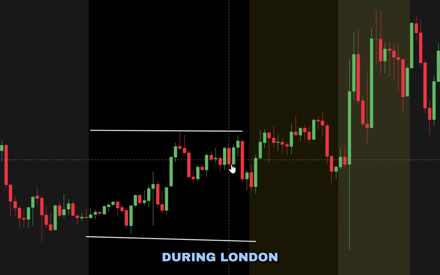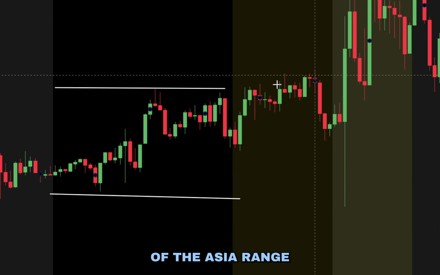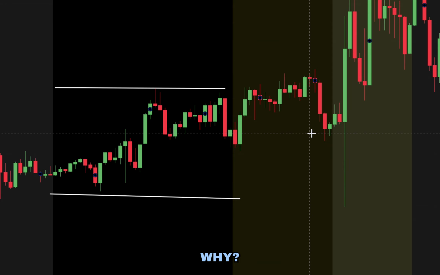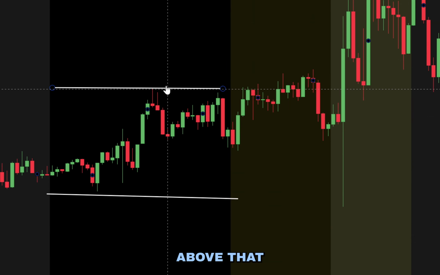And then during London, what do we see? We see a push above the highs of the Asia range. And then we reject, even if it's for a little bit, we start coming back down. Why? Because right above here, there were probably a bunch of sell orders above that Asia range.